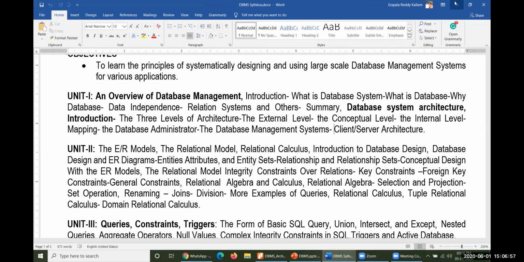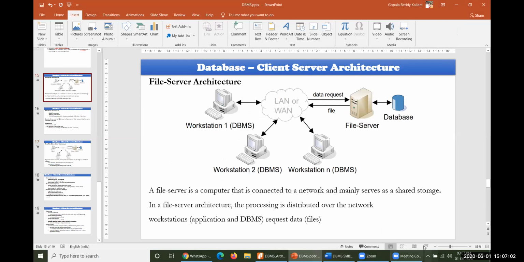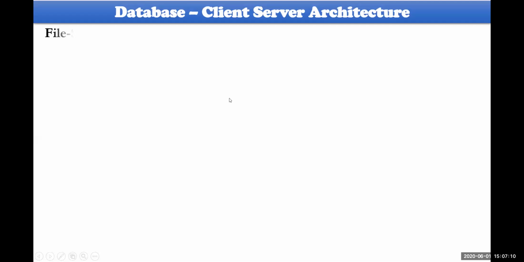Now let us come to what is the client server architecture and how it was introduced to the world of database management systems. In 1972, EF Codd, Edward Franklin Codd, introduced the database management system. Of course, we have discussed everything in the previous lectures. He is the father of database management system. And before him, file server architecture had been introduced.